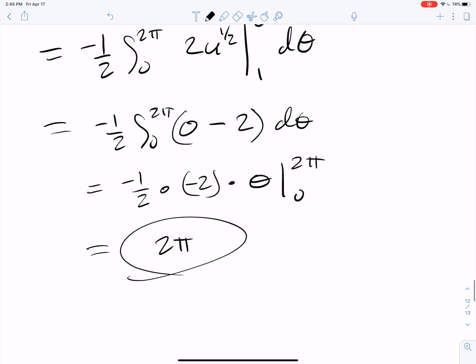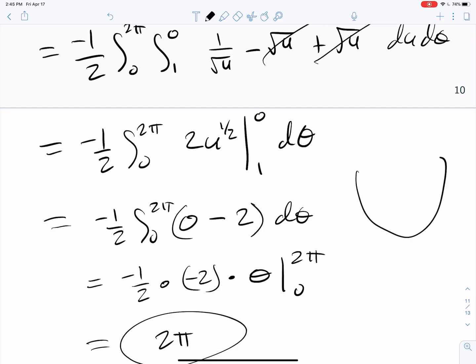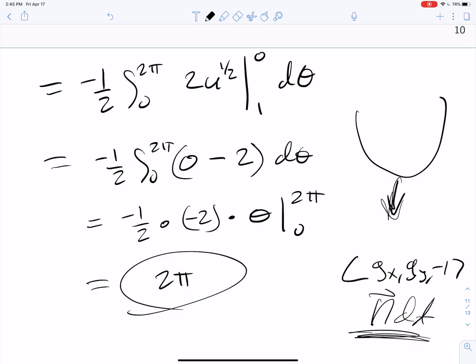Okay, so that's kind of a nice problem as well. You can work it out on the bottom if you want, but because it's an outward flux, you'd want to use gx, gy, negative 1 as your normal vector dA package deal, because you'd want the downward vector, not the upward vector. So that's one thing to keep in mind.